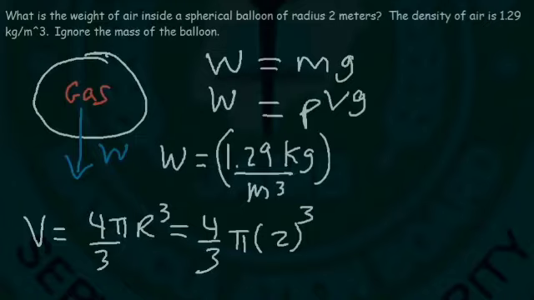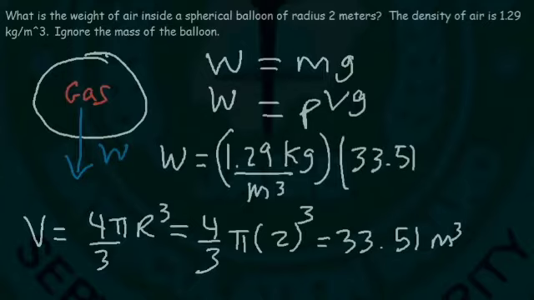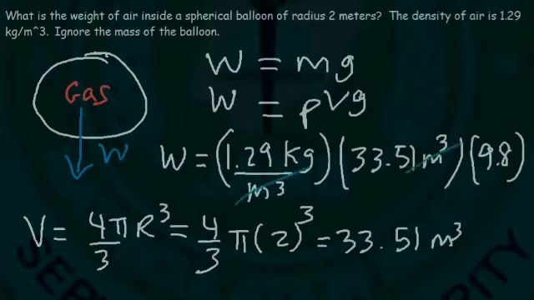8 times 4 is 32. 32 divided by 3 is 10.67 times pi. This is about 33.51 cubic meters. So that's the volume times the gravitational acceleration of 9.8 meters per second squared. So if we multiply these three numbers, this will give us a weight force of 423.6 newtons.